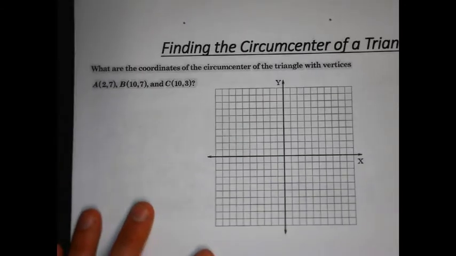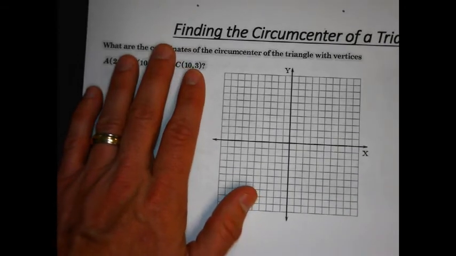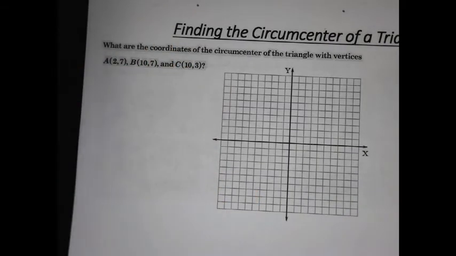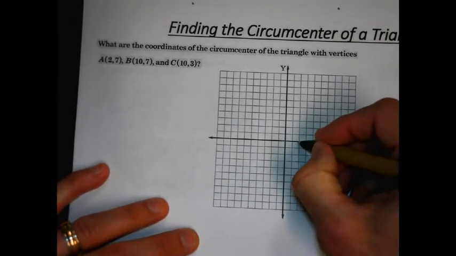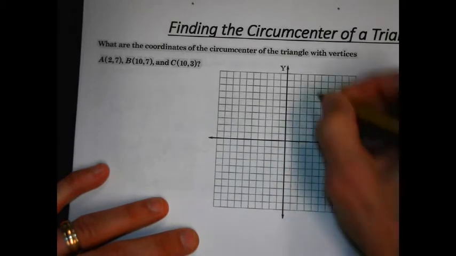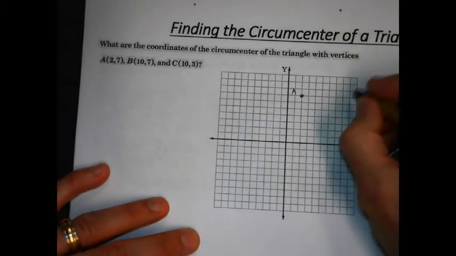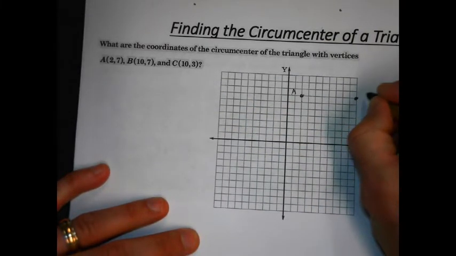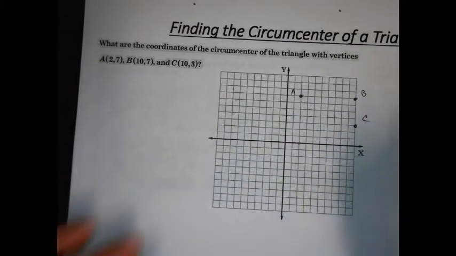So check this out. Let's do another example, but I'm not going to give you a picture. What are the coordinates of the circumcenter of a triangle with vertices at 2, 7, 10, 7, 10, 3? Well, where are these points? So let's find them. We got 2, 7. So 2 on the x, 7 on the y, and that is point A. We've got 10, 7, which would be out here, and that would be point B. And then we have 10, 3, which is out here, and that would be point C.